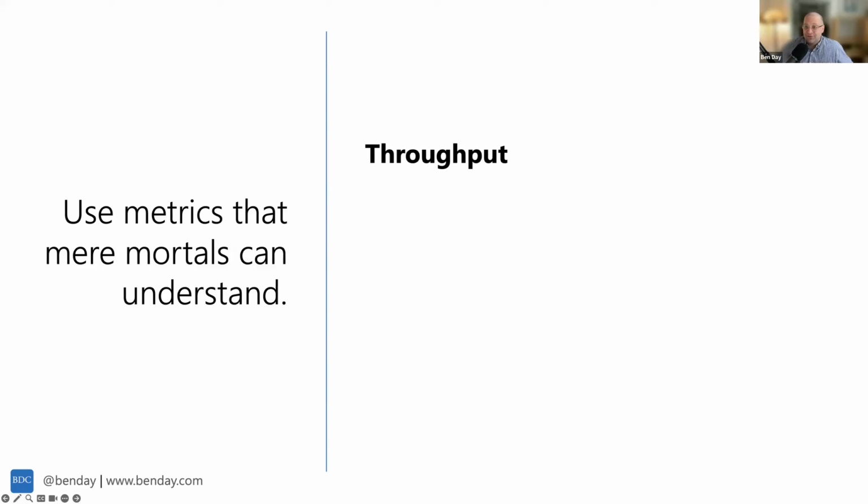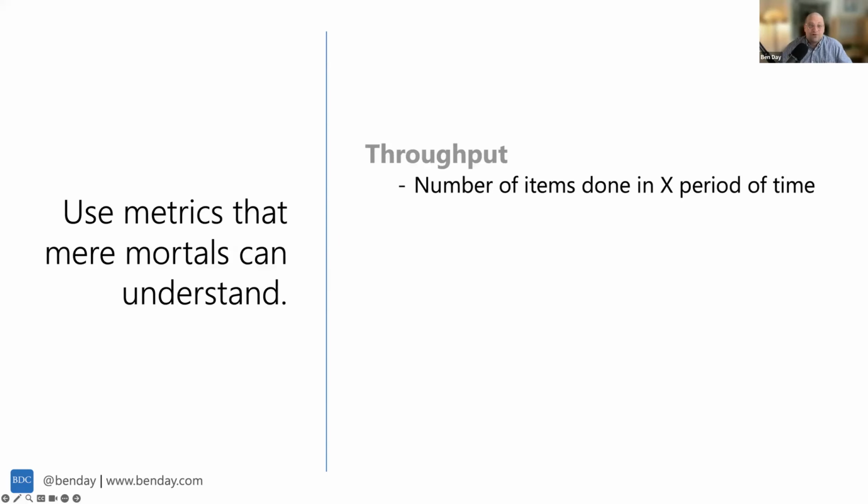One of them is throughput. Throughput is the number of items that get done in a particular period of time. It's really powerful, and you can start predicting the future and start talking about when you're going to get stuff done by using throughput, and it's going to be very easy to explain to non-technical users.